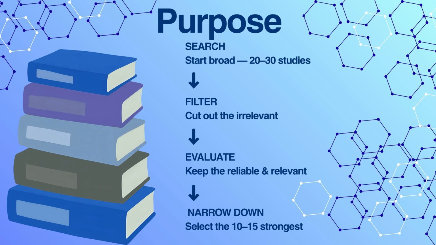After filtering, we evaluate the remaining literature by looking at how reliable and relevant each source is. Finally, we narrow the results down to around 10 to 15 of the strongest sources. These sources can then be used for comparison in the literature review. This process helps prevent the review from becoming too broad or containing unnecessary information.